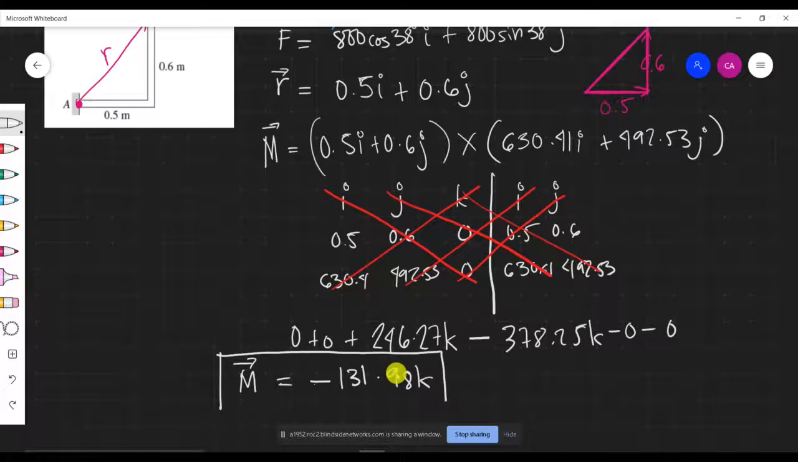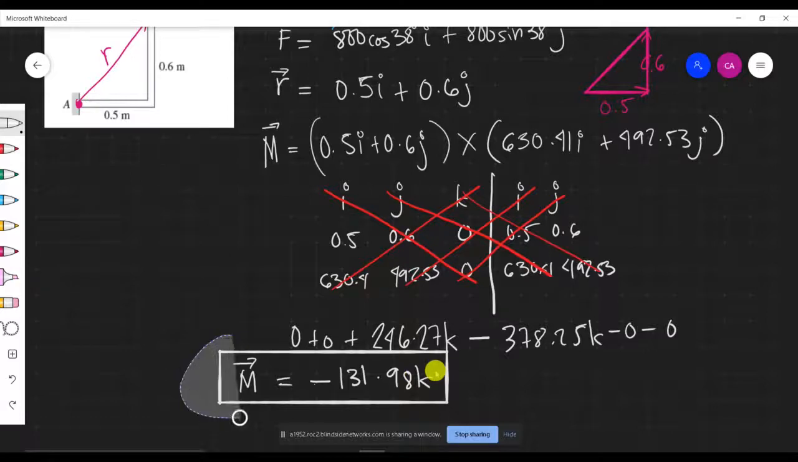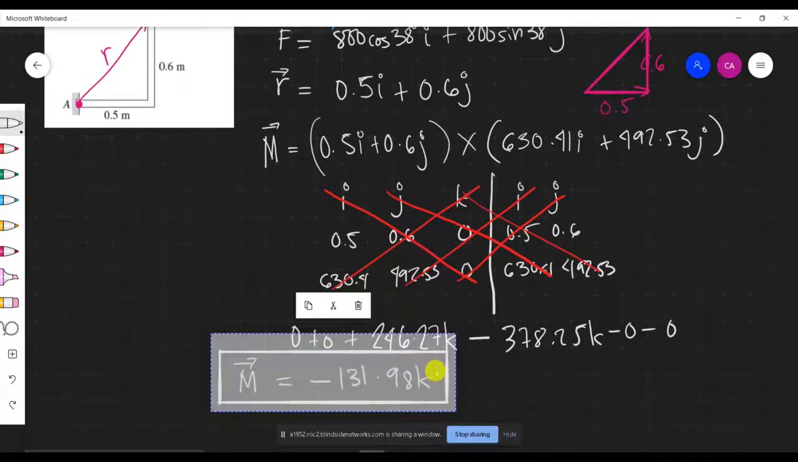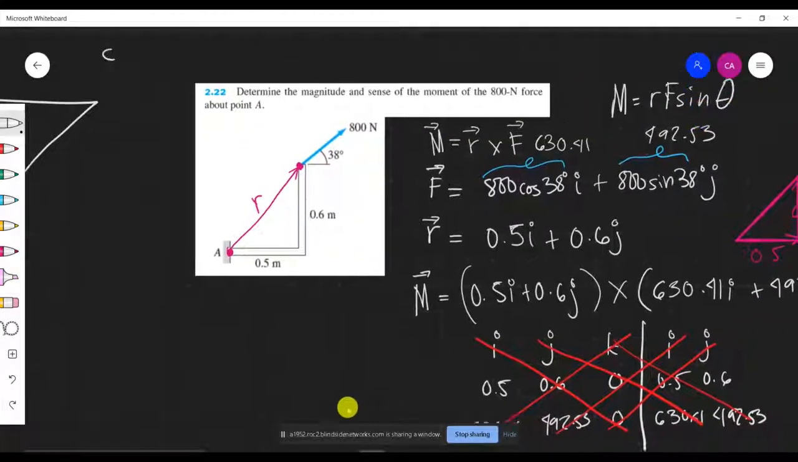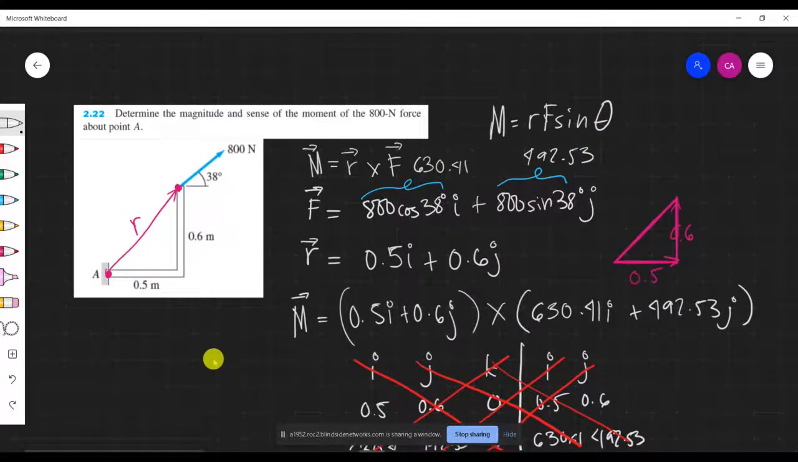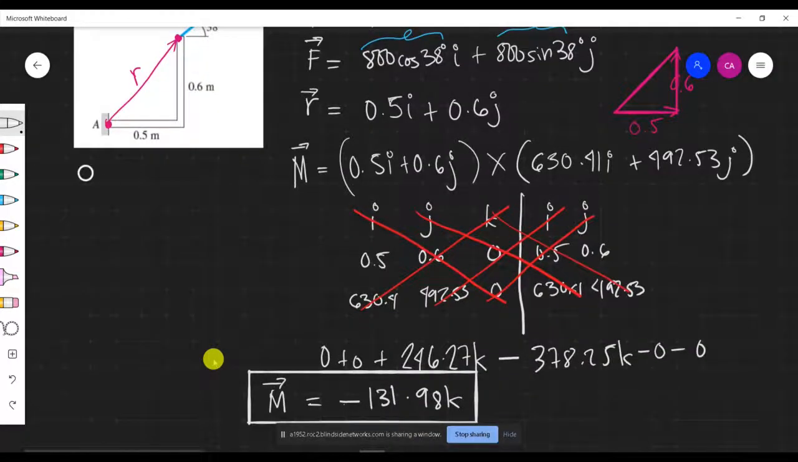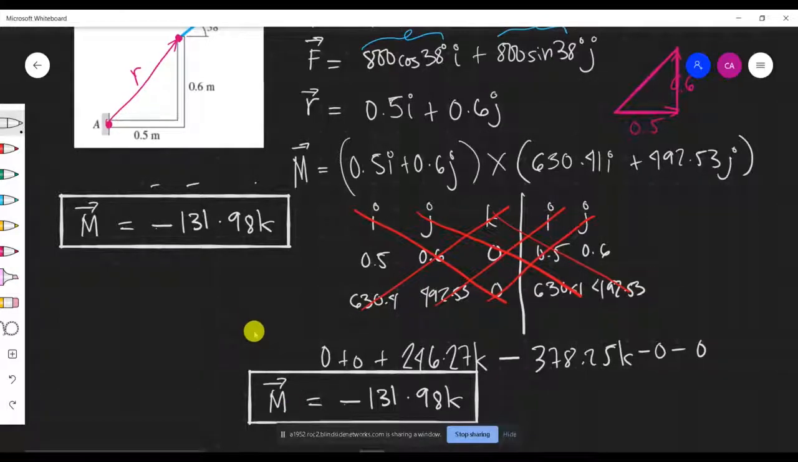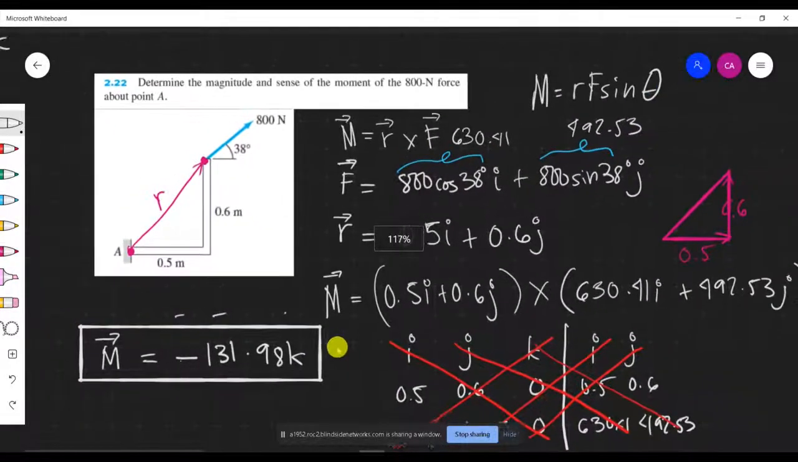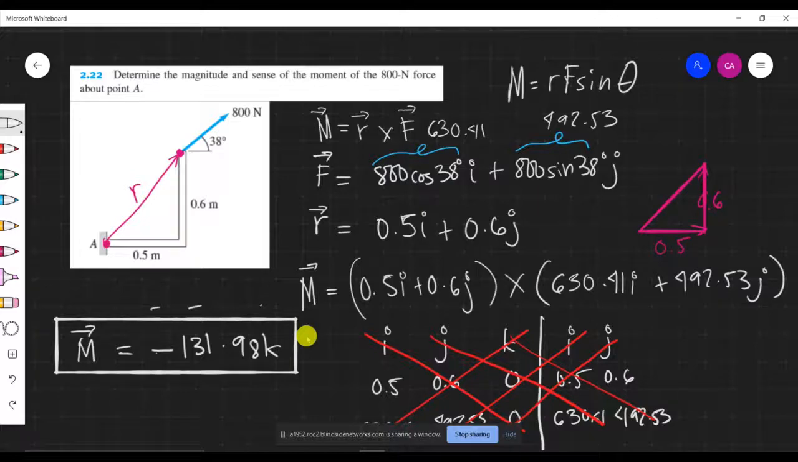Okay? Sinasabi ng vector na yan na, copying ko lang. So, teka lang ilalapit ko lang dun sa problem. So, copy. Lapit ko lang dito sa problem. Paste. Oops, hindi kita. Dito nga lang. Yan. So, negative 131.98K. Okay? So, una, dun muna tayo sa K.